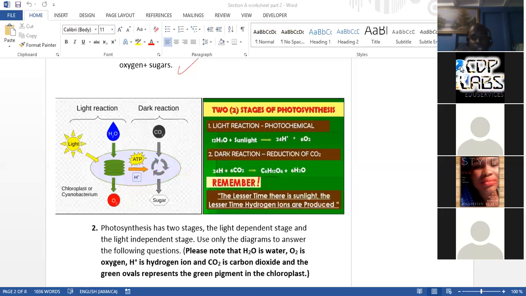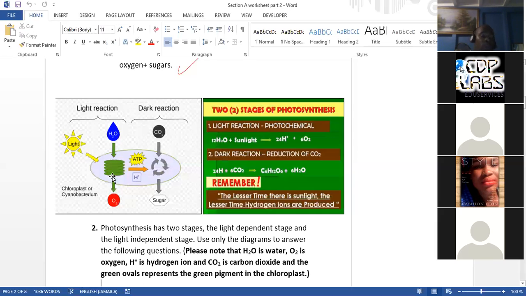Now you are supposed to analyze both diagrams, and let's look at it together. If you recognize that this picture is divided into two, you have the light reaction and you have the dark reaction. Everybody hearing me clearly? Okay. All right, good.